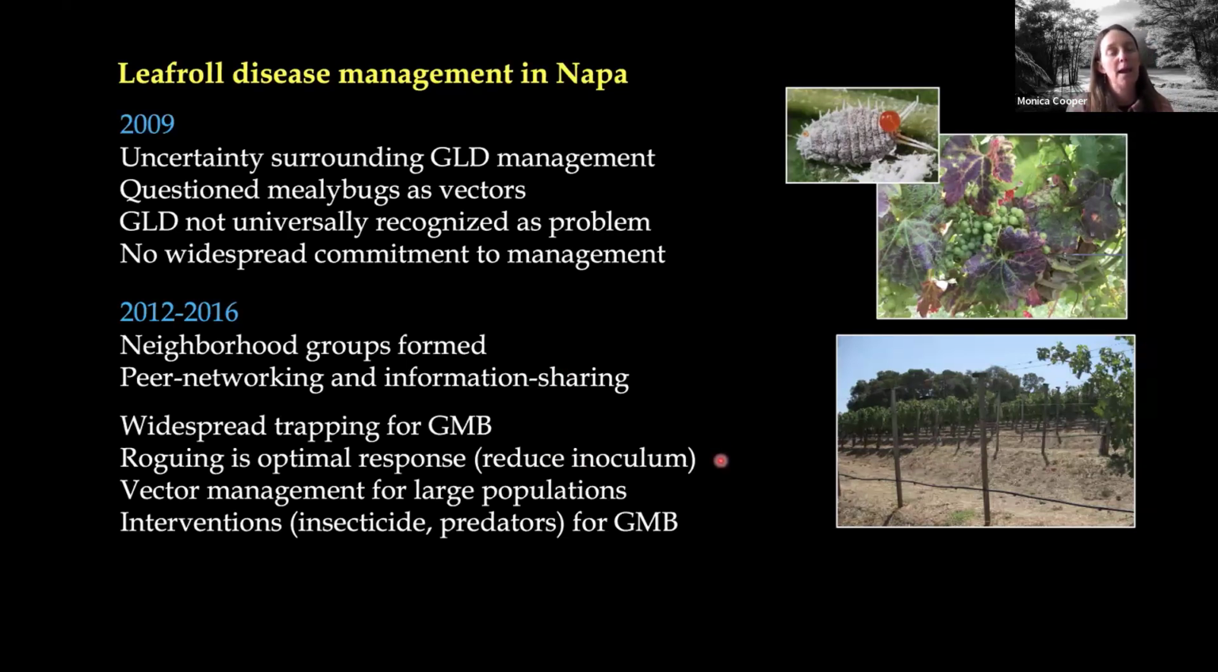We did determine and we communicated very rigorously that roguing is the optimal response. Because this is an incurable disease, the only way to reduce inoculum is to take those vines out of production. Vector management for large populations is important. For grape mealybug, of course, if you have vine mealybug, it is a direct pest on its own, and so you're going to need to manage that. Luckily for you guys, you haven't had vine mealybug move into Washington yet. And we were doing some interventions in different cases, either with insecticides or predators for grape mealybug.